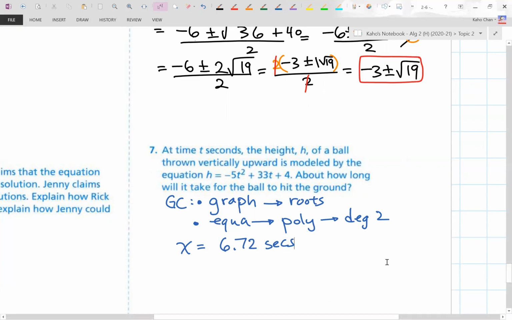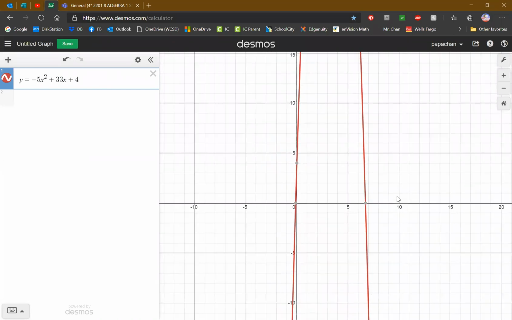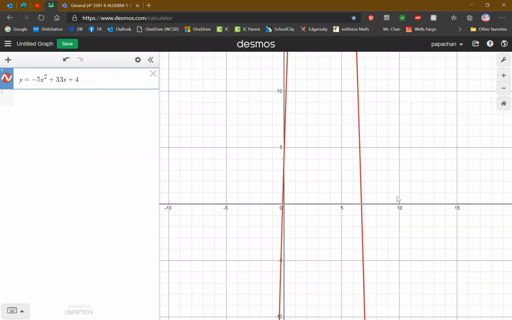And because I'm on a video lecture here, I'm going to pull up Desmos and show you. Hold on a second. All right, here's Desmos. I went ahead and put in the equation, negative 5x squared plus 33x plus 4. It graphed a parabola. Let me zoom out. You can kind of see it. It's very skinny in this particular scale.